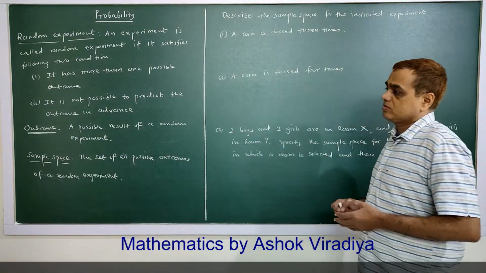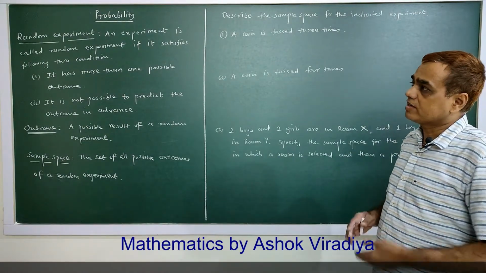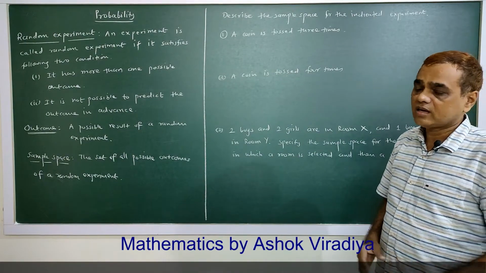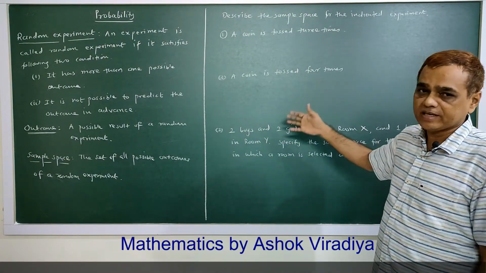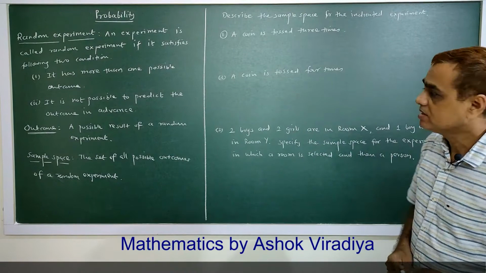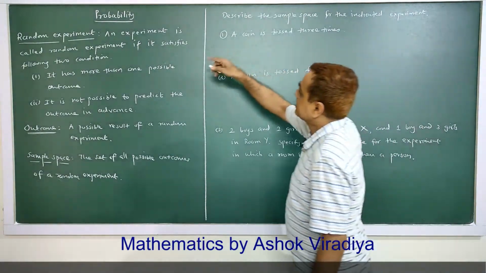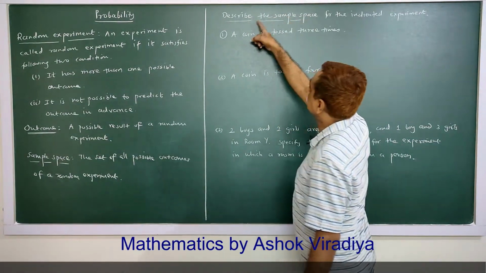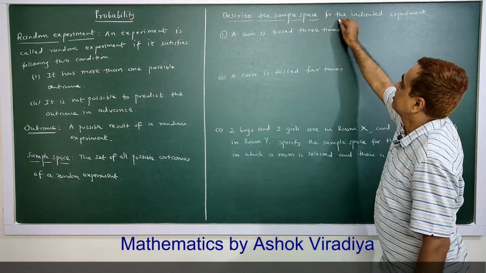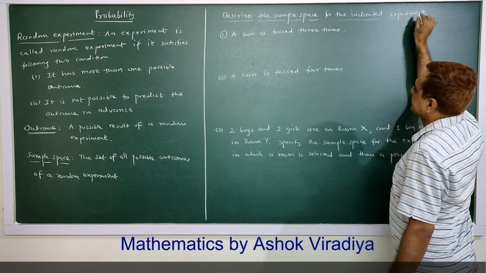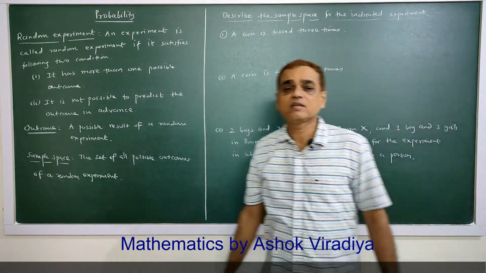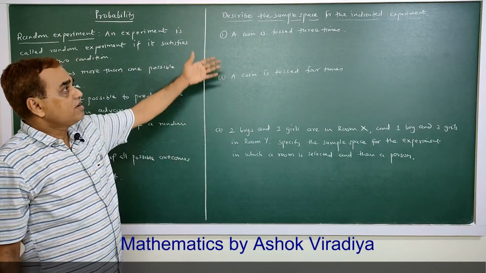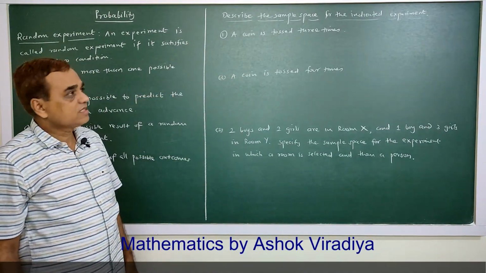You already worked on this topic of probability in 10th class. Now more about probability in 11th class. To understand experiments and possible outcomes, here are more examples. Describe the sample space for the indicated experiment. Here experiments are indicated, so let us write down the sample space.